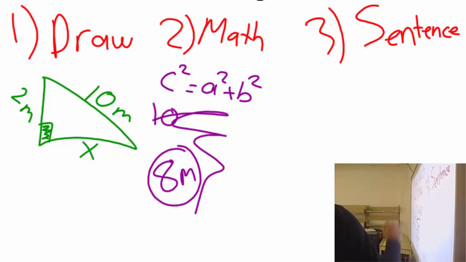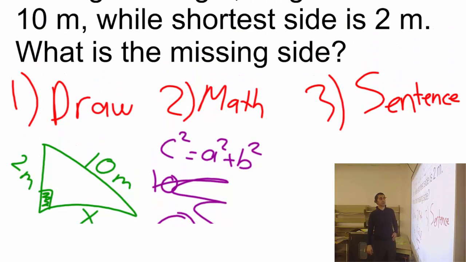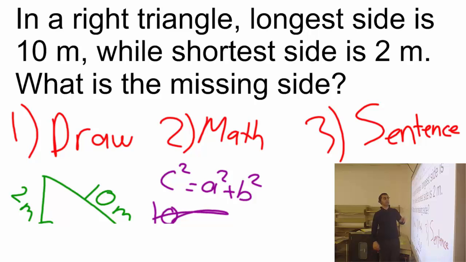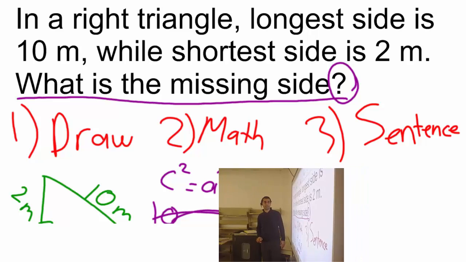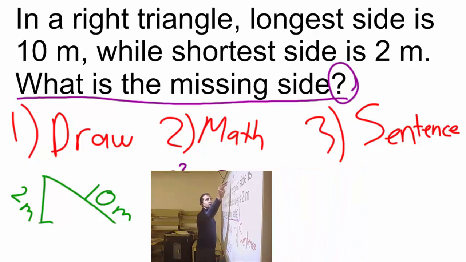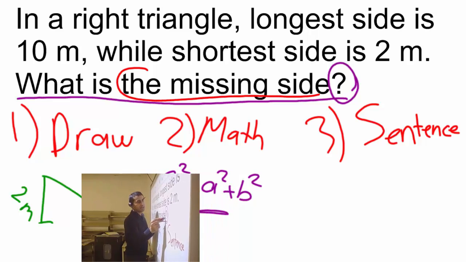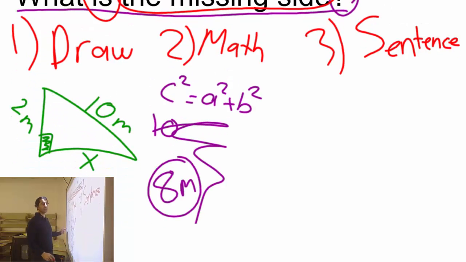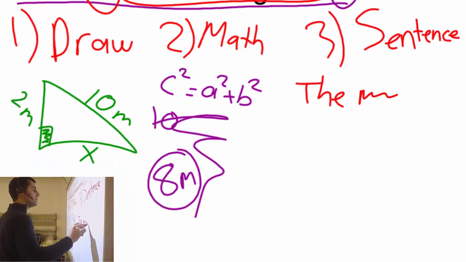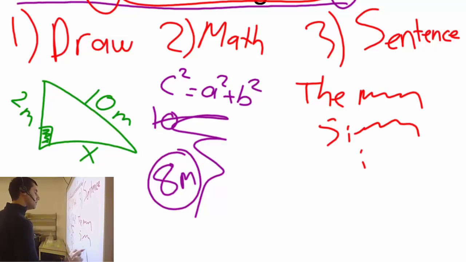Now, I need you to write down a sentence. Sentence that can be copied from the question. Question is, which one is the question? In a right triangle? No. 10 meter wide? No. Where is the question mark? Question mark is right here. So the question is here. What is the missing side? I'm going to say the missing side is, so let's write this down. The missing side is 8 meter.